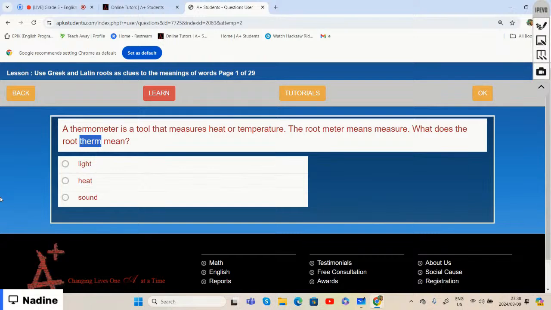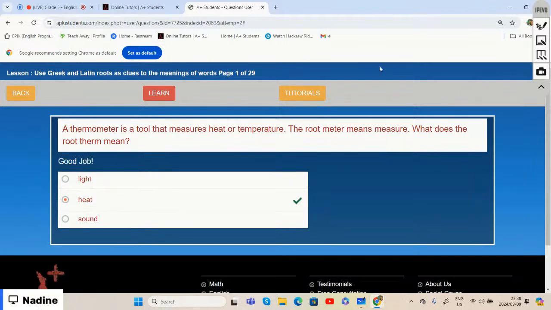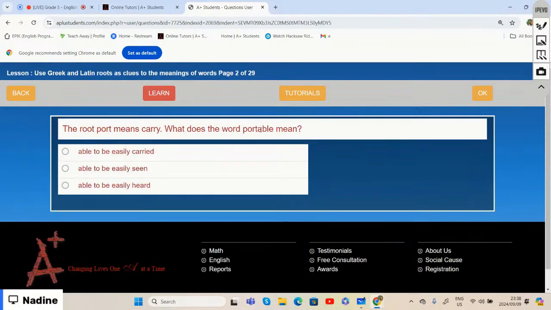All right, and if we were to choose the correct answer, then we can say the meaning of therm within the word thermometer is option 2, heat. The reason why it is heat is because a thermometer is a tool to measure heat or temperature, and the root meter means measure, so we are measuring heat, which is option 2. Yes, option 2 is correct. Well done.